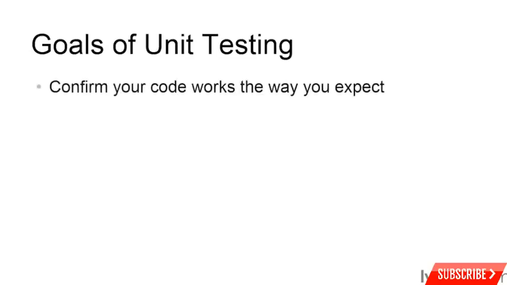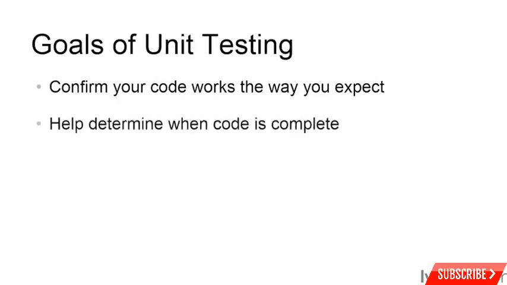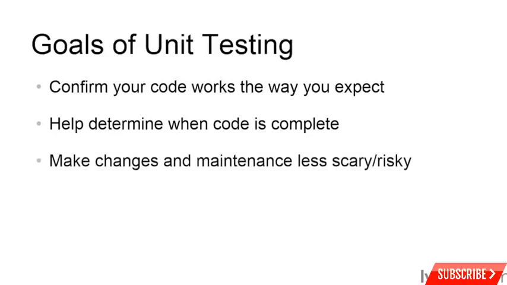One reason is just to confirm that your code works the way you expect it to. This is often not the case, and the idea is that instead of doing a lot of debugging later on, you can catch more mistakes in the early stages while you're first writing the code. Second is to help determine when code that you write is complete. Writing tests along with new code helps you better understand the criteria for success or completion of a module or a function, for example. Another goal or benefit is that it makes changing the code less scary.